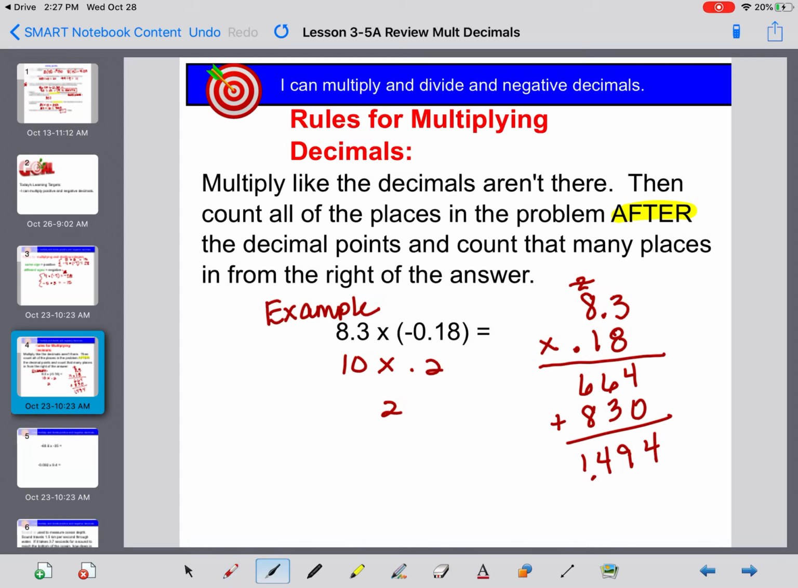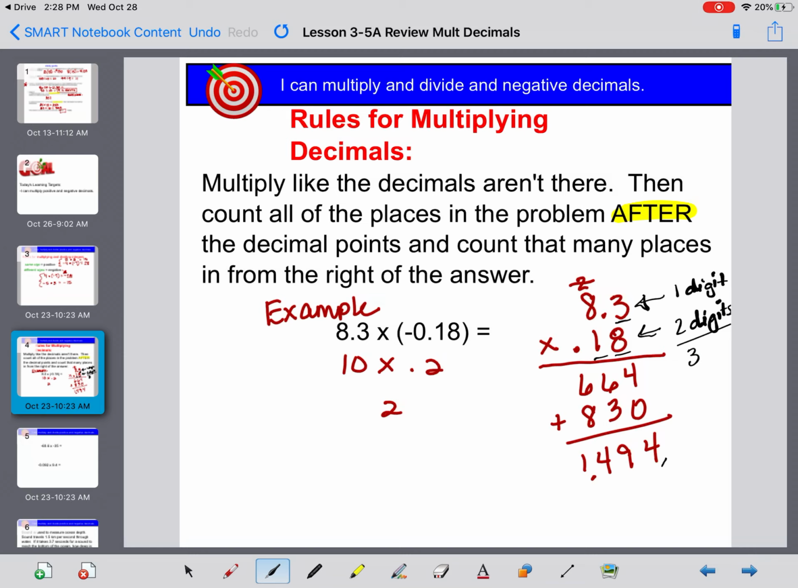Another way, which is the most common way that you've learned, is to count how many digits are after the decimal point in the problem. In the first number, just the 3, so 1 digit. In the second number, 1.8, so 2 digits.